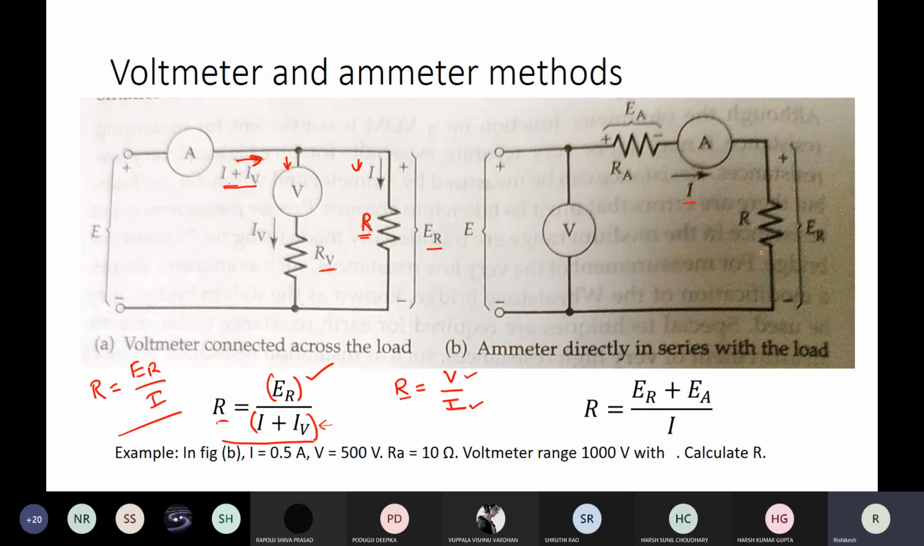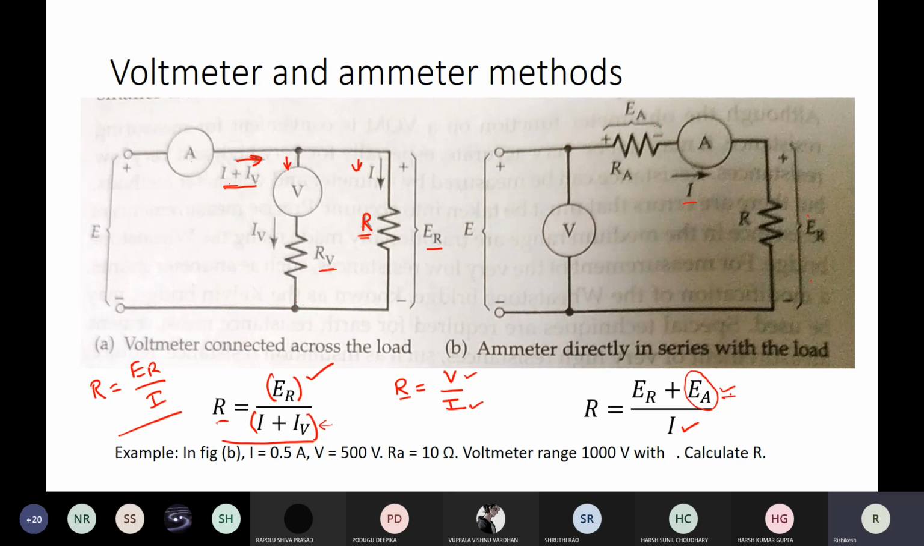But in this case, we are not measuring the voltage across R by keeping the voltmeter across the series combination of ammeter and resistance. What we are measuring is the voltage drop across the ammeter plus the voltage drop across the resistance. So here the denominator is fine, but the numerator is erroneous, where this extra voltage drop comes into the picture.